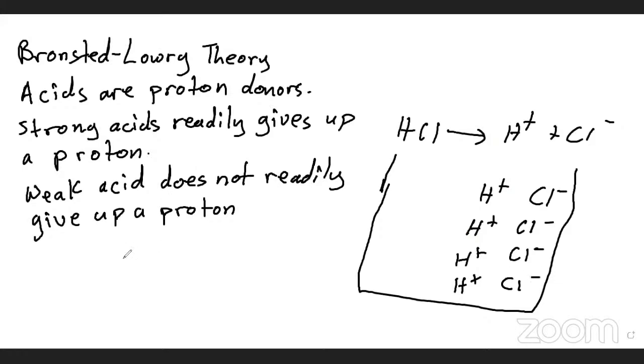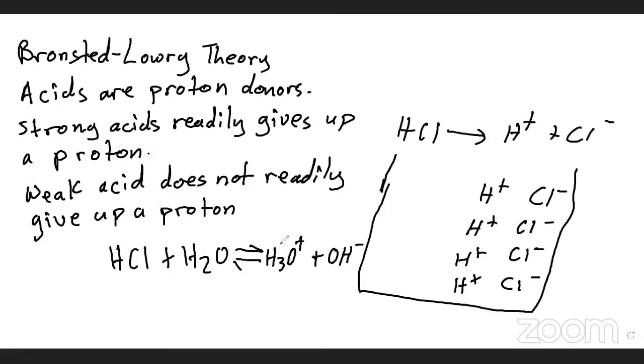Let me show it better. HCl plus H2O, and you would get H3O plus and the chloride ion. So in the presence of an acid, water will act as a base and accept a proton from the acid. That is why I said earlier, you don't have H plus ions in solution, it's actually H3O plus. So just know that in terms of Bronsted-Lowry theory, the strong acid readily gives up a proton because they describe it as a proton donor.